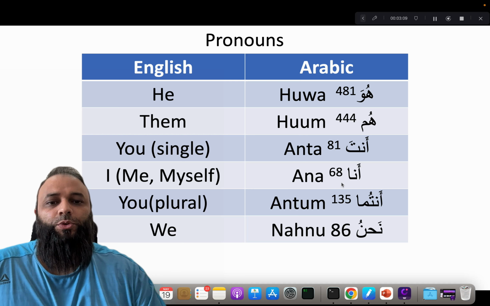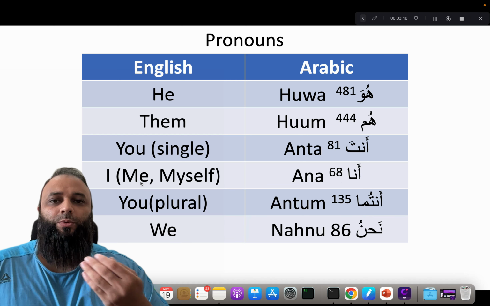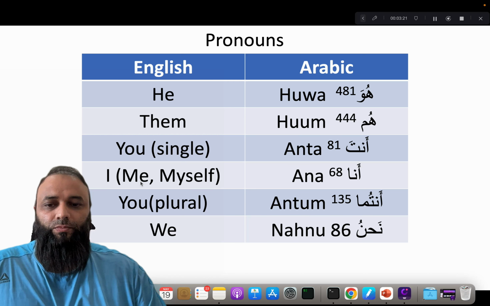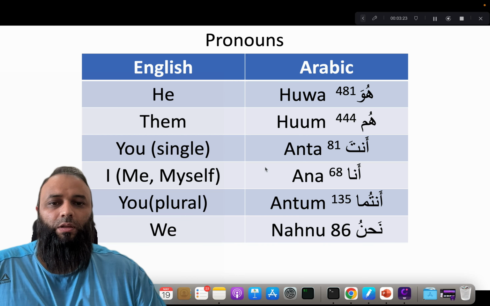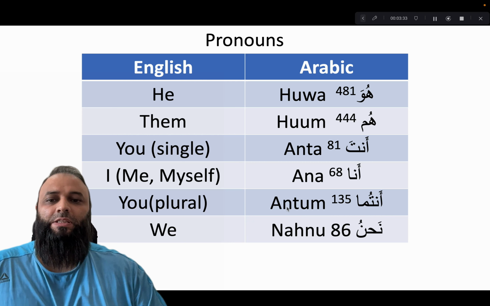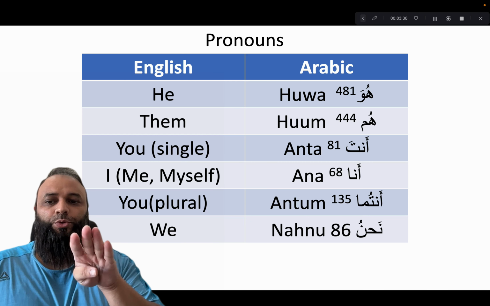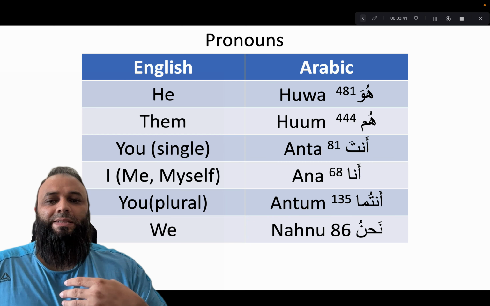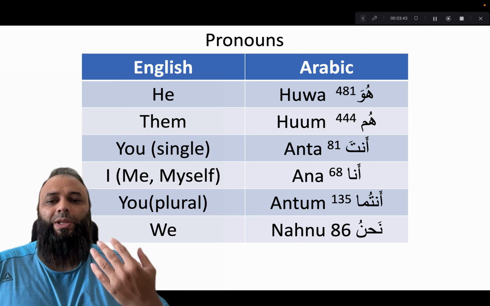All right, the fourth one is ana, which is used 68 times in the Quran, and ana means I. So when I want to say I in Arabic, I would say ana. And the second last one is antum. Antum means you in plural. So we use 4 fingers. You. Right? And the last one is nanu. Nanu means all of us or we.